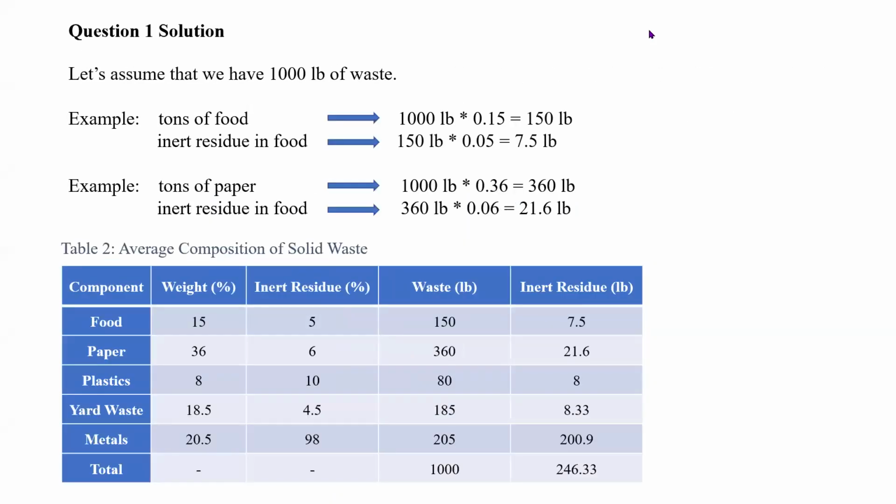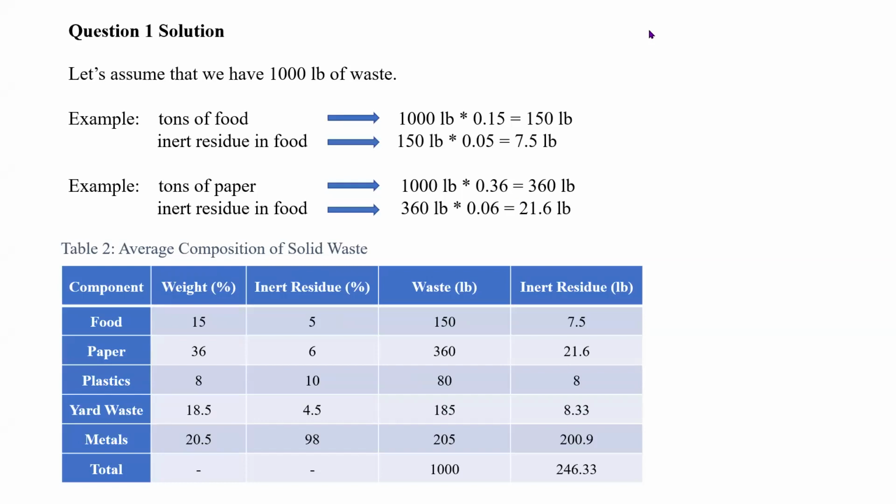Firstly, let's assume that we have 1,000 pounds of waste, and by multiplying this number with the weight percentages given in the question, we can calculate the mass of waste for all waste components. For example, for the food waste, the relevant percentage ratio is given as 15%. So we should just multiply 1,000 pounds with 15%. And actually, this step should be repeated for the other waste components.